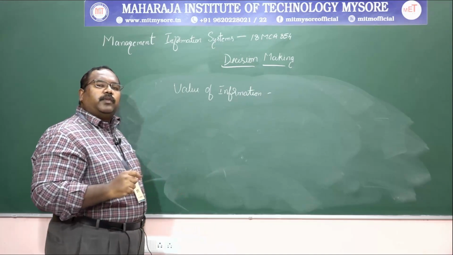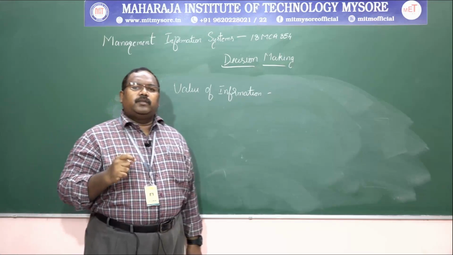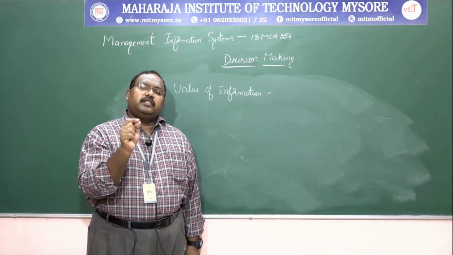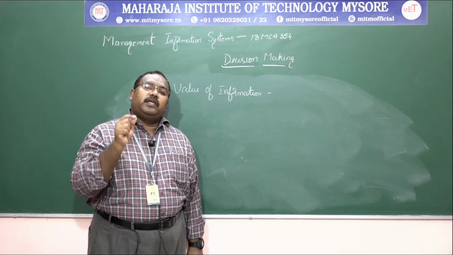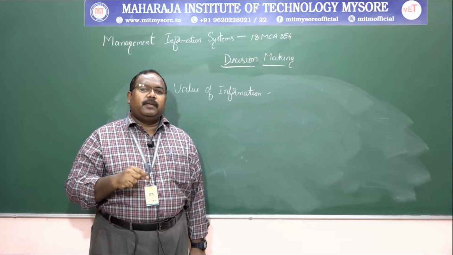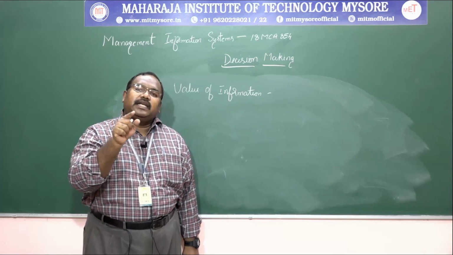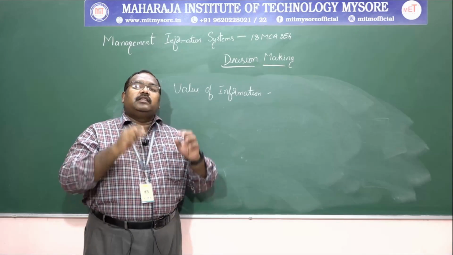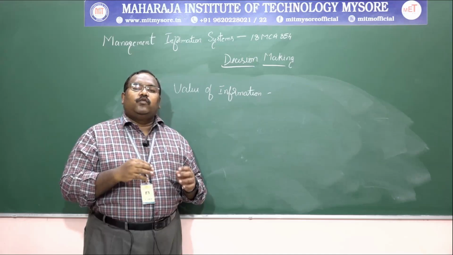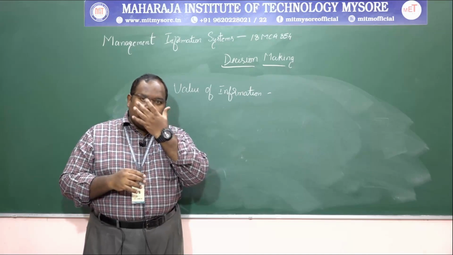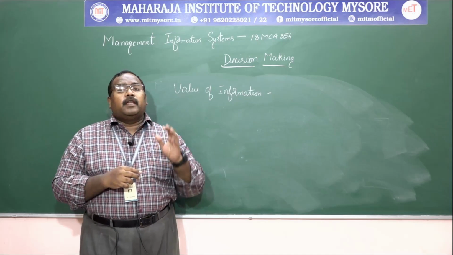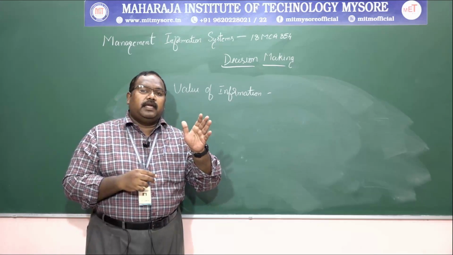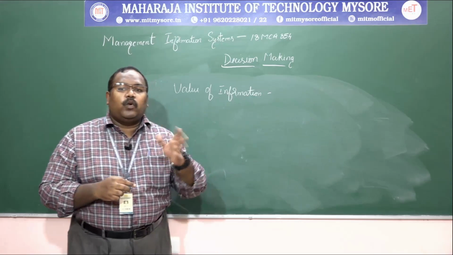Why is it said to be important with respect to information? Information plays a key role in decision making only because it has its own value. If it doesn't have any value, then that is not called information, with which we are not able to make any kind of decision. So information aids in making the decision because of its value.